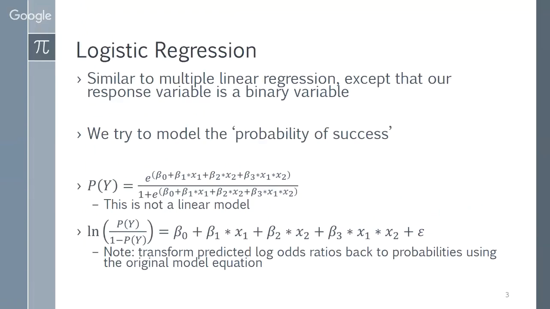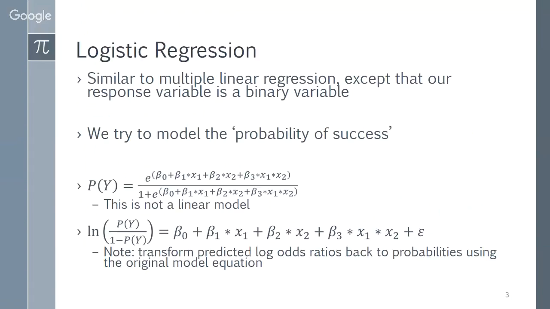Now success, again, is in reference to our binary variable. A binary variable is any variable with two outcomes. The term Bernoulli distribution or Bernoulli variable means the same thing. You have a variable with two outcomes, and one of them we're going to call a success, and we have a known probability of success. So basically, we're trying to model this probability of success.